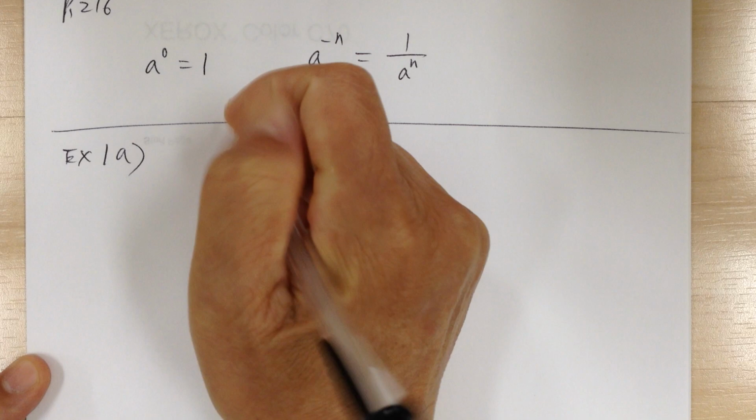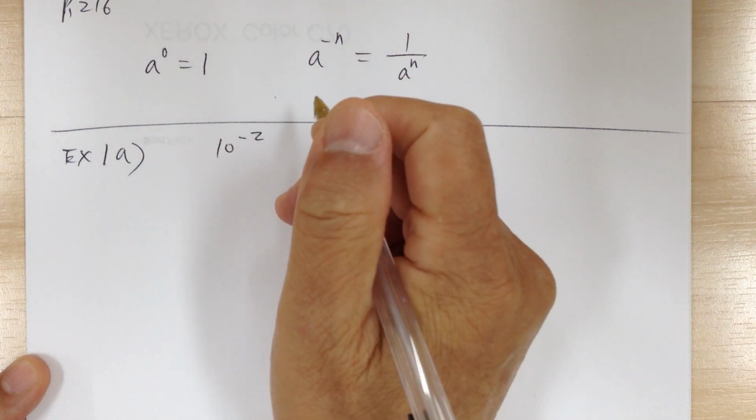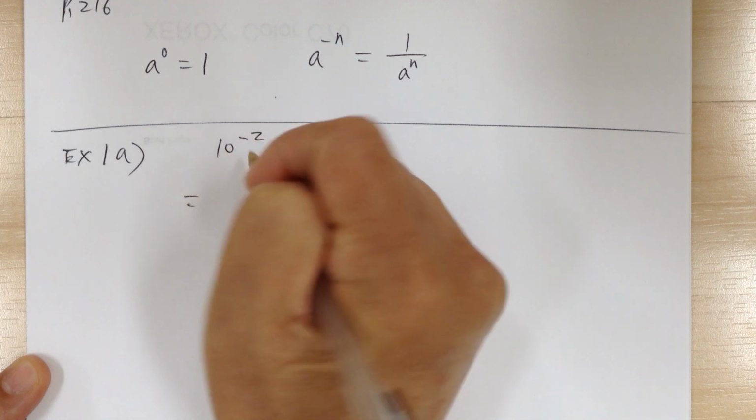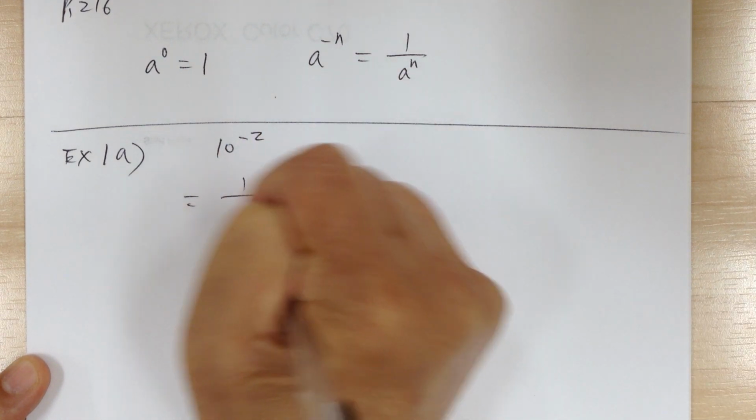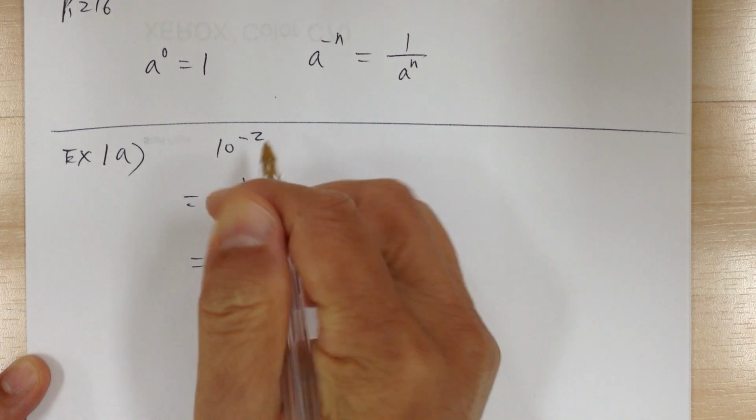So example 1a, you got 10 to the negative 2 power. So this is equal to, negative exponent means it's reciprocal, so you flip it over, so it'd be 10 to the 2, and so this is equal to 1 over 100.